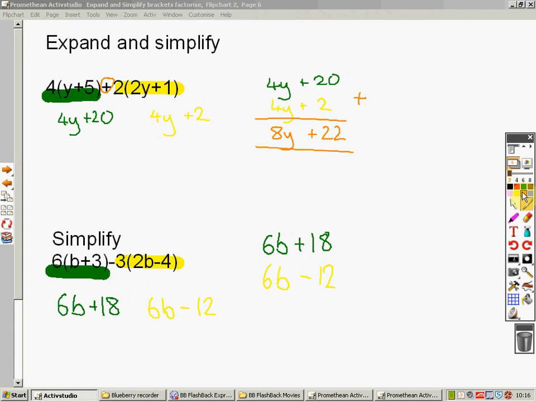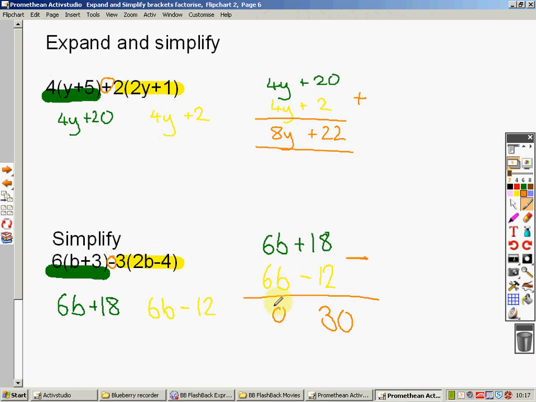Identify how these two are linked, and it's with a negative, so it's a subtraction. So now I carry out my subtraction. 18 minus minus 12, so taking 12 cold things out of the 18 would increase the temperature by 12, taking me up to 30. And 6b minus 6b is 0. So my answer in this case is very simply 30. Question done.